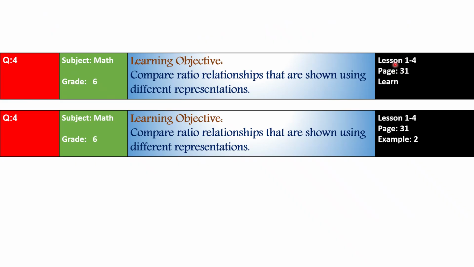Next question is from lesson 1-4. Compare ratio relationships that are shown using different representations. Here we will learn some examples. Then we will solve some questions from the exercise.